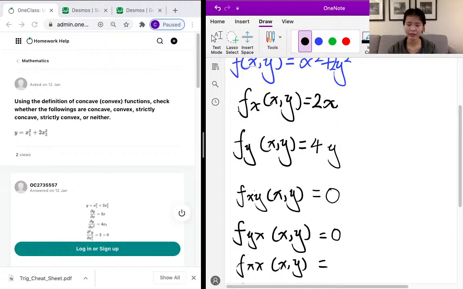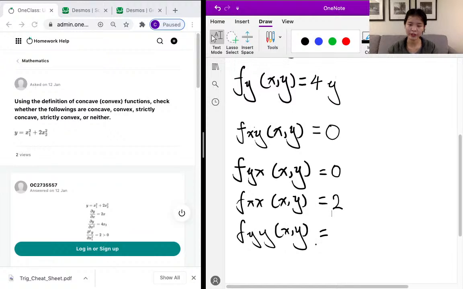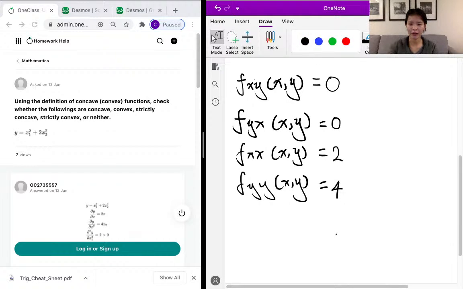Next, let's differentiate our derivative with respect to x, and differentiate that with respect to x again. So the derivative of 2x with respect to x is just 2. And next, let's differentiate our first derivative with respect to y again, which is basically differentiating 4y with respect to y, which is just 4. So now we have the 4 second derivatives.